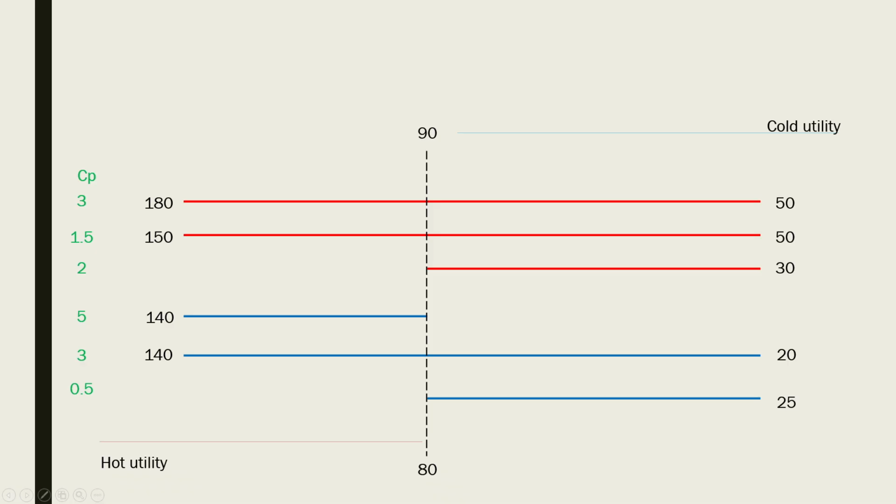We're going to repeat this procedure for the cold streams. So you have 3 streams, the first one from 80 to 140, the second one from 20 up to 140, and the third one from 25 up to 80. Remember that the pinch temperature for the hot streams is 90 and the pinch temperature for the cold streams is 80.